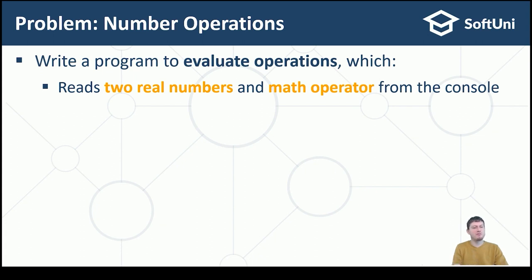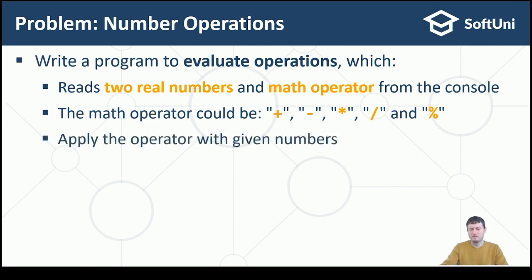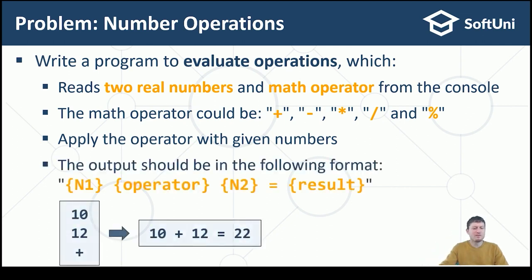It is about writing a program to evaluate operations, which reads two real numbers and a math operator from the console. Math operators are plus, minus, multiplication, division, and percent, which is the remainder of division. And we apply this operator to the given numbers. This example explains the problem better. So if we have 10, 12, and plus, we need to calculate 10 plus 12. If we have 10, 12 and percent, we need to calculate 10 % 12.